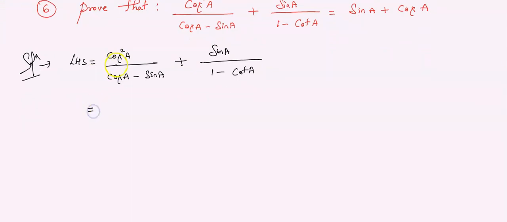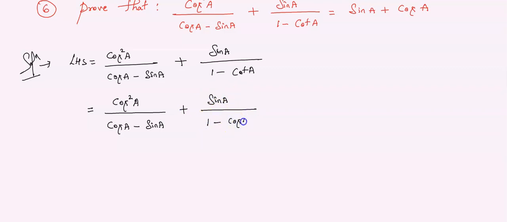See children, cos square A. Do you want to do anything for cos? No, not at present. Let me keep it as it is. Later we see if any changes are required. As I said, for sin A and cos A we should not do anything, but I didn't say it for cos square A. Divided by cos A, definitely we should not do anything. Keep it as it is. Minus sin A, keep it as it is. Plus sin A by 1 minus cot.